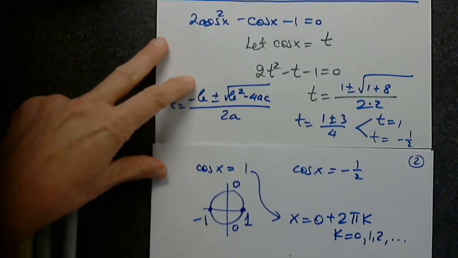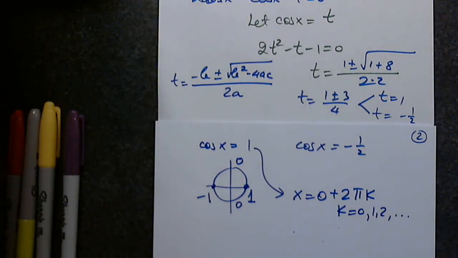Now for cosine equals -1/2, that will give us two options.